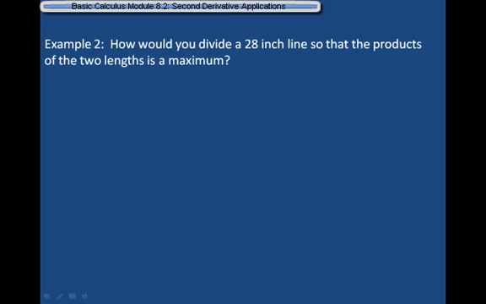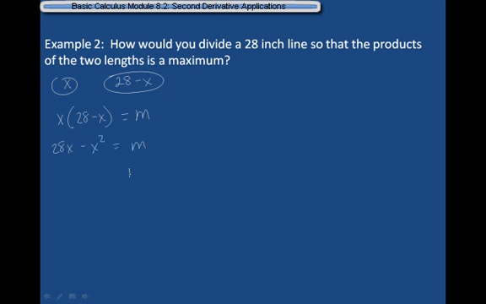Example 2. How would you divide a 28-inch line so that the product of the two lengths is a maximum? If x is the value of the first part, then the rest of it, or 28 minus x, must be the value of the rest of the board. So we have x, and 28 minus x is the rest. The product of these two lengths would be x times 28 minus x. We're going to let that be equal to m again, because we're going to try to find the maximum. So that would be 28x minus x squared is equal to m.